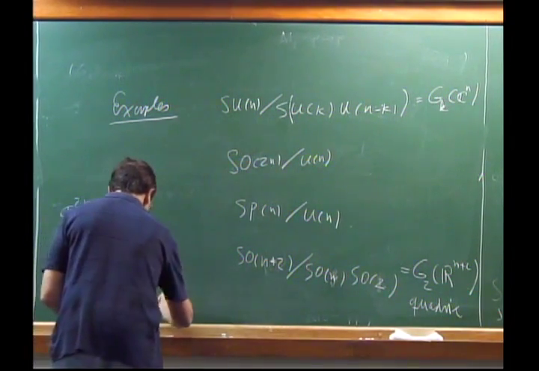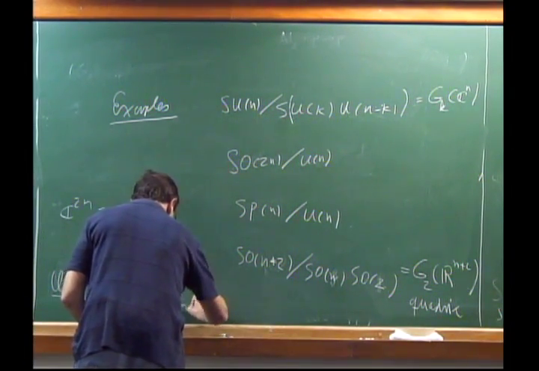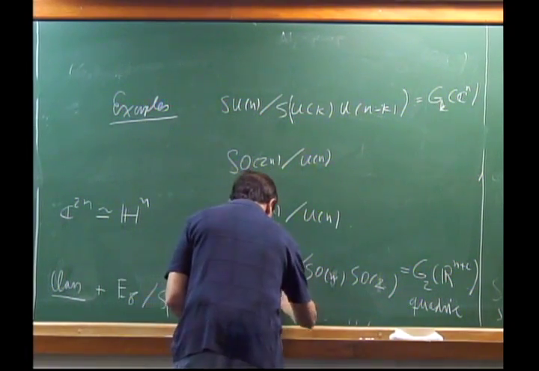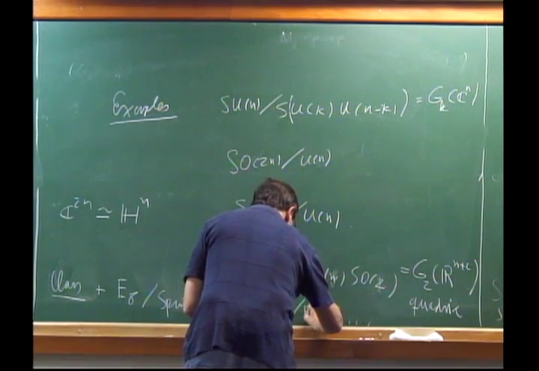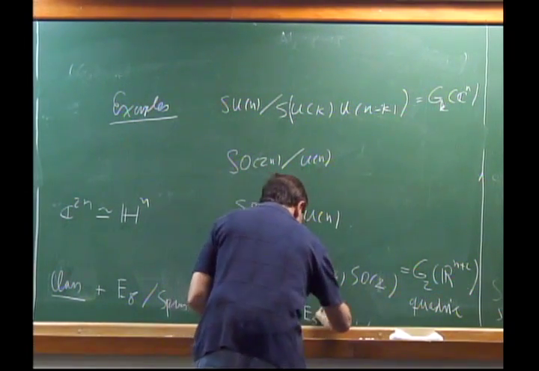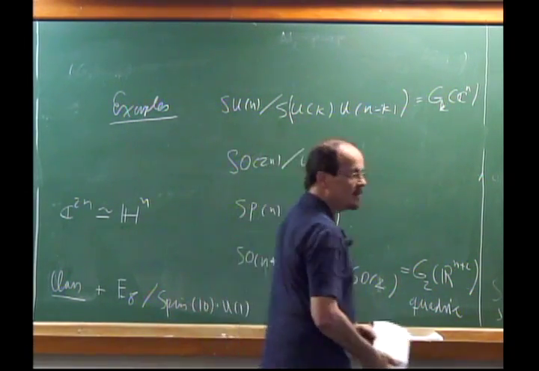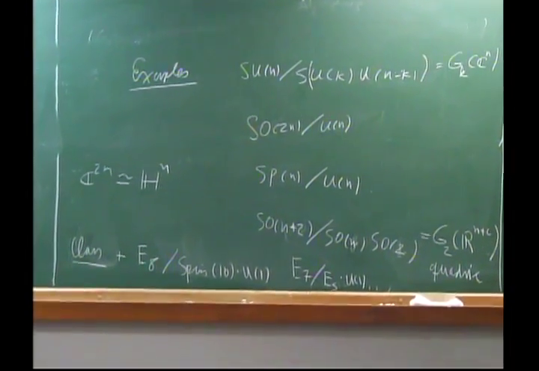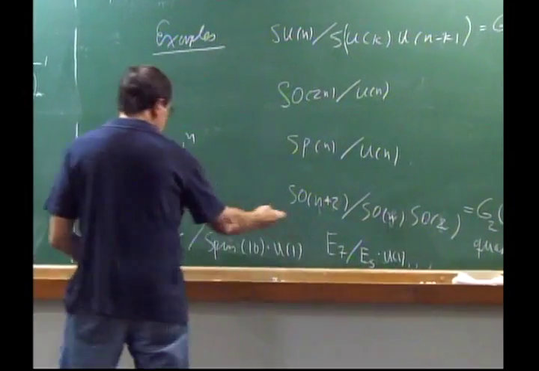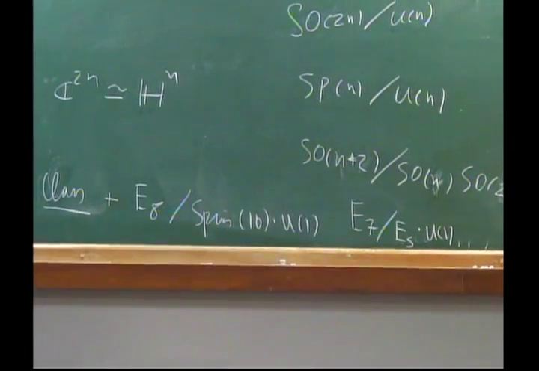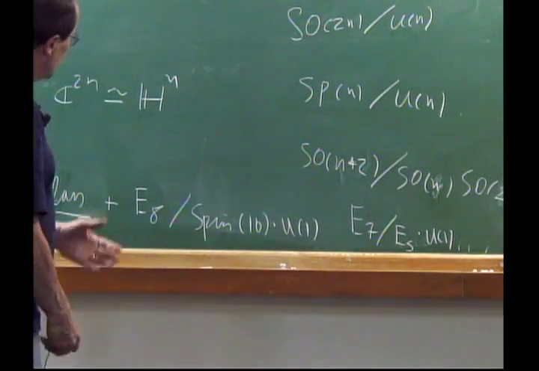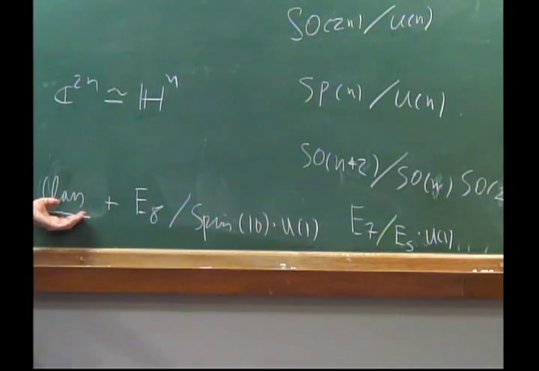E8 mod Spin(10) times U(1), and E7 mod E6 times U(1). That's a complete list now. Okay. So these four classical ones, classical Lie groups, and then two with these kind of nasty exceptional Lie groups. So this follows after classifying all symmetric spaces and then checking when is K semi-simple or not. That's the proof.